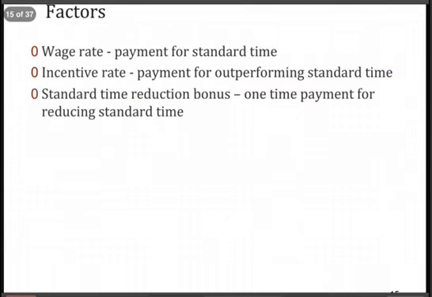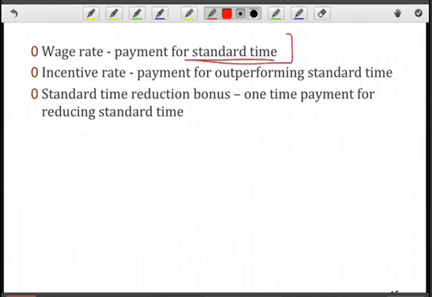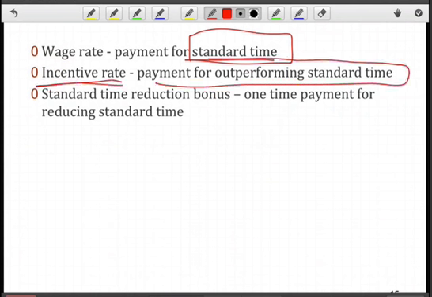Some of the factors involved here include the wage rate, where we are paying an operator for standard time. And as you know, standard time can include an allowance where we factor in variation between operators and add additional time so that all operators can be accommodated. We might also have this incentive rate where we make payments to operators who outperform the standard time. And another way of incentivizing the operators would be to provide a bonus if we can reduce the standard time.